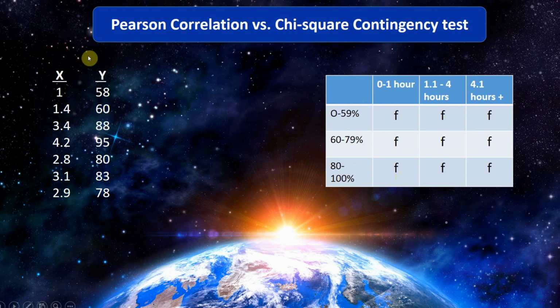With correlation, we have two variables, X and Y, that are not put into groups or categories, right? This is not categorized, neither is this one. But over here, we take each variable and put people into groups or categories, and then we count the number of people in each combination. So I hope that clears up some of the confusion between these three tests, the correlation coefficient or Pearson correlation, dependent t-test, and chi-square contingency tests.